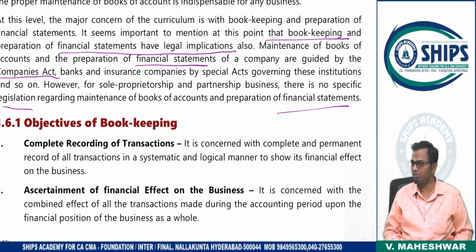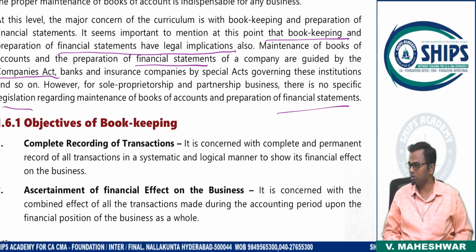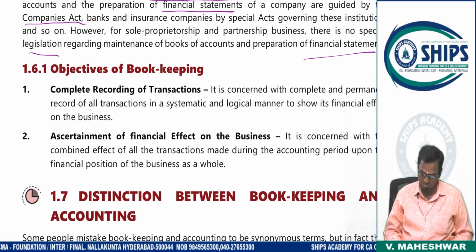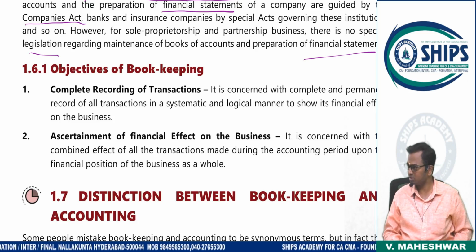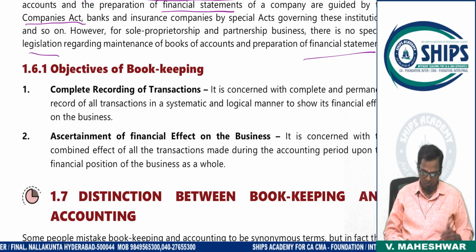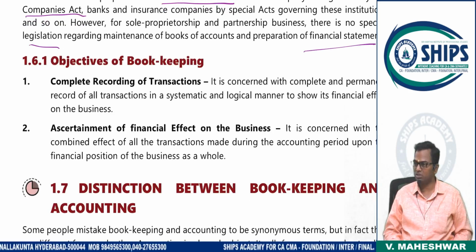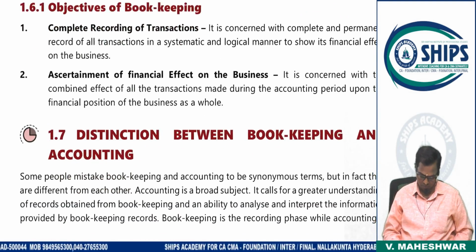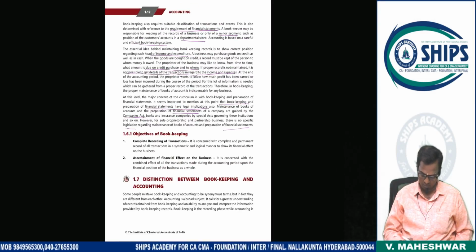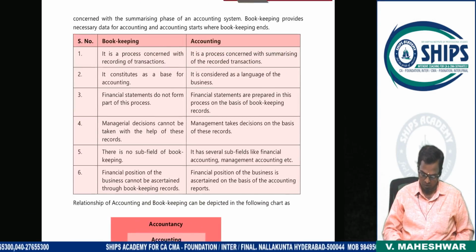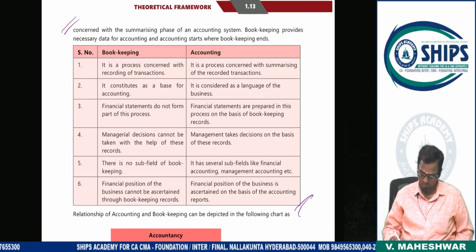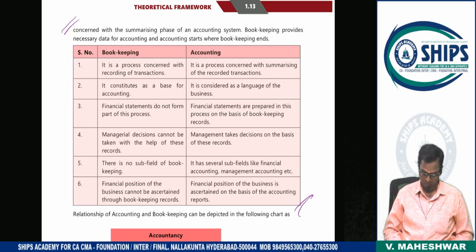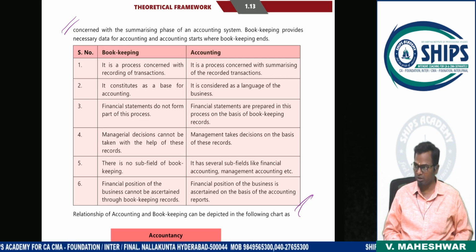financial statements. This is called bookkeeping, sir. What we are doing, where we are doing, it gives clarity to the organization. Next, objectives of bookkeeping. Only two objectives: complete record of transactions, that we know; and ascertainment of financial effects on the business. With the help of the first one, the second one can easily be done. Only side points, you note down, sir. This is the most important for bookkeeping and accounting. Difference between bookkeeping and accounting.